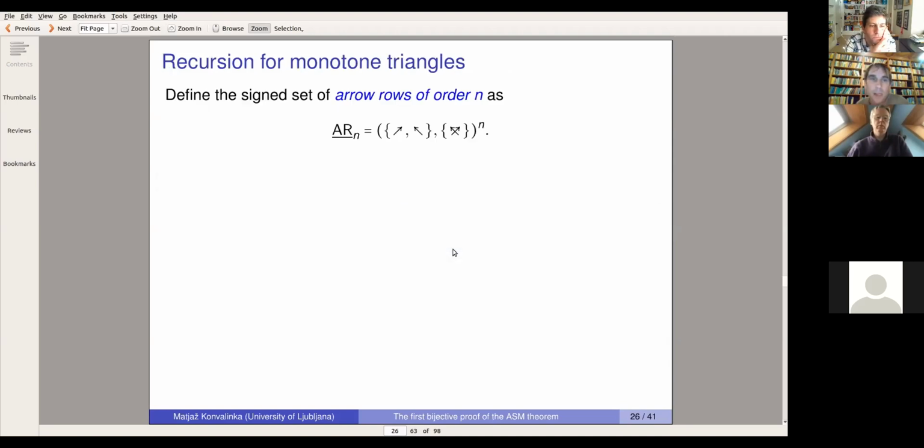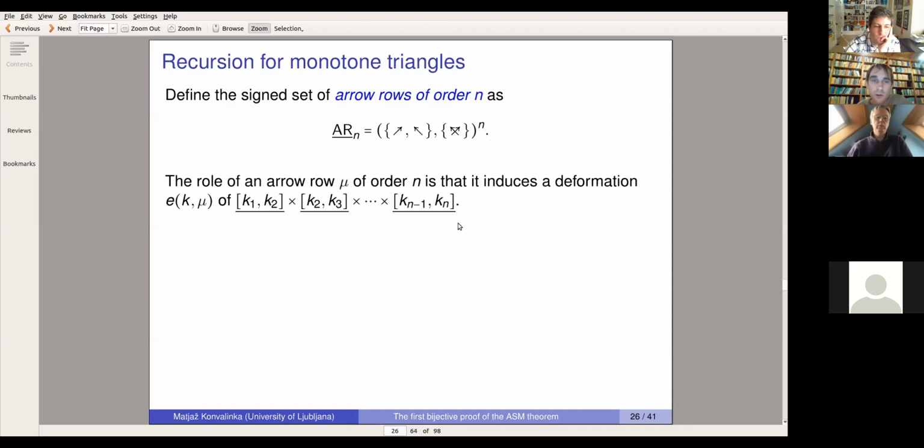Okay, more definitions. So what is an arrow row of order n? Well, I have n arrows. Each can be either to the right or to the left or both. And if it's both, it's a negative.